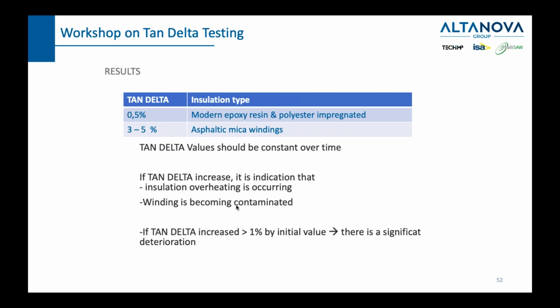Apart, if we have modern epoxy resin and polyester impregnated insulation material, in that case, we need to have tan delta below 0.5. And if we have asphaltic mica windings, then it can be between 3 and 5%. So, of course, also, if tan delta increases, it is an indication that insulation is overheating or the winding is becoming contaminated, and if it increases more than 1%, then we have a significant deterioration.